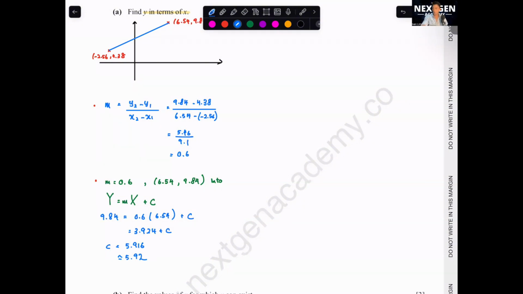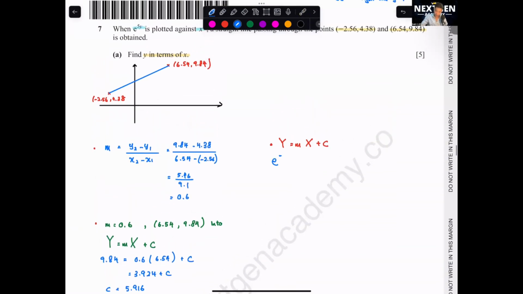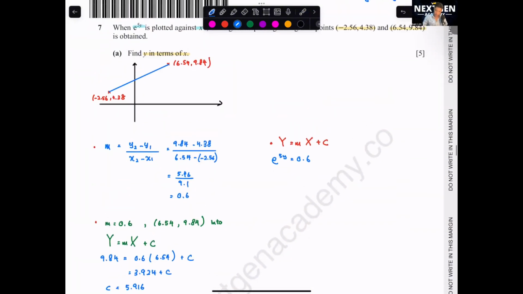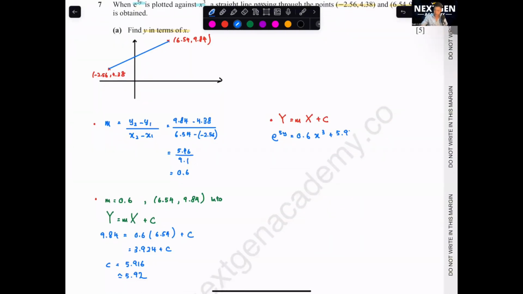Now we are going to substitute the m and c into the equation, and we're going to replace the X and Y also. So now you only put into this Y equals mX plus c. This is your big X and big Y. Only in this third step are you going to substitute the y: e to the power of 5y equals 0.6 x cubed plus 5.92.